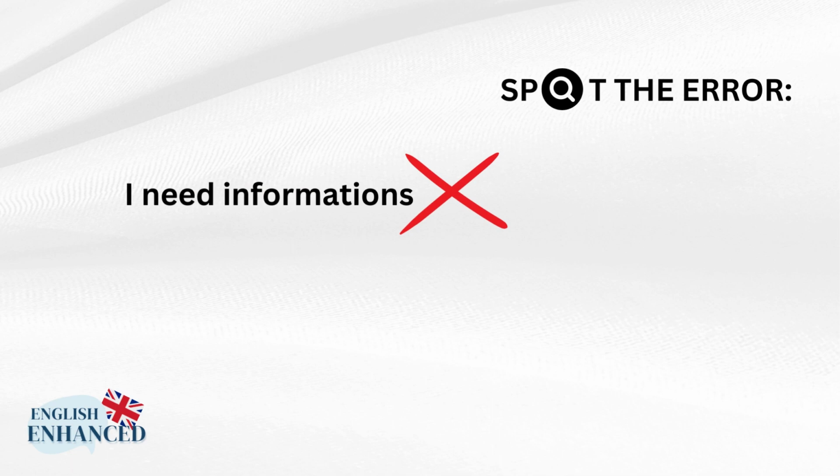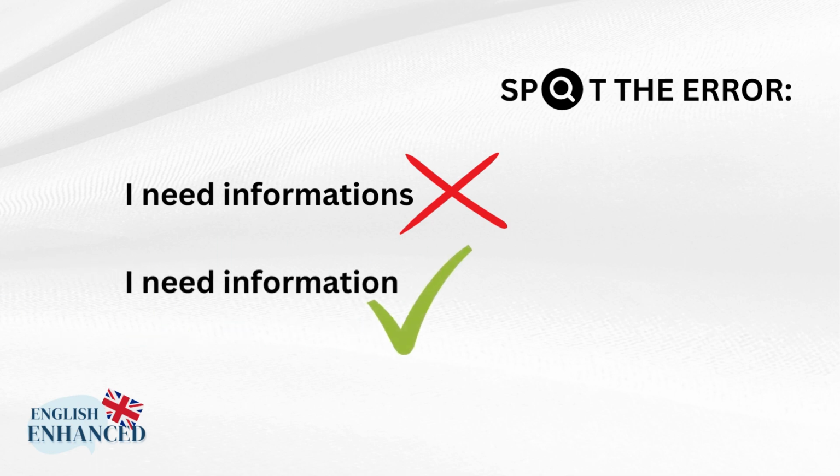Okay, number 13. I need informations. Can you spot the problem? So I imagine quite a few of you got this. In this case, we need to use I need information. But do you know why? So information is what we call an uncountable noun, and uncountable nouns do not have a distinct plural form. So they remain the same in both the singular and plural. So uncountable nouns, they refer to kind of mass or abstract concepts, and we don't use them in a way that requires a specific plural form.